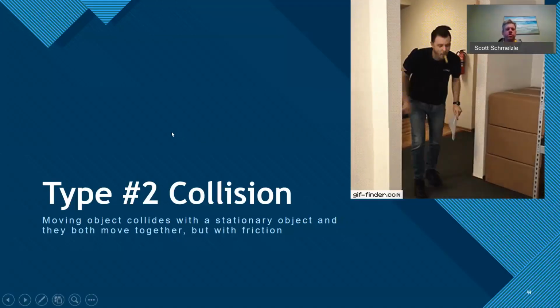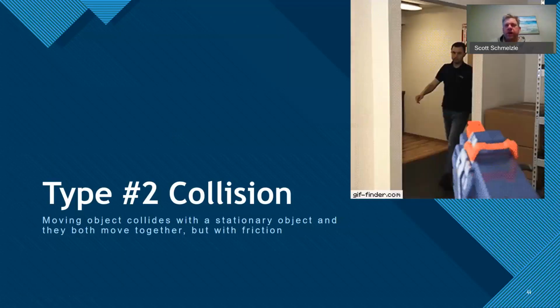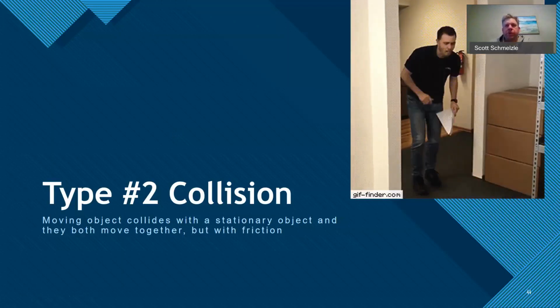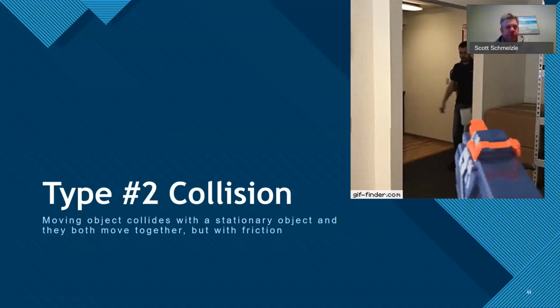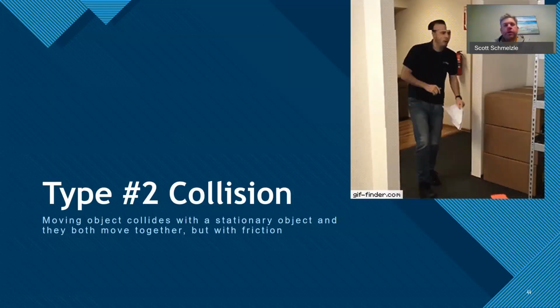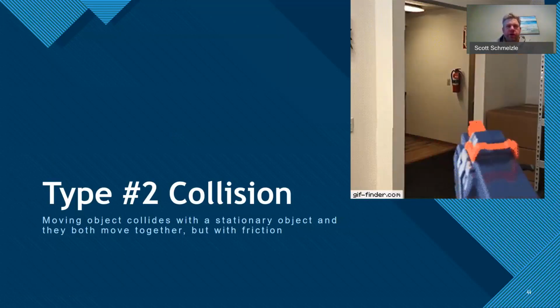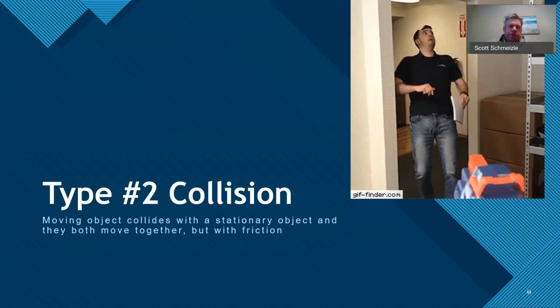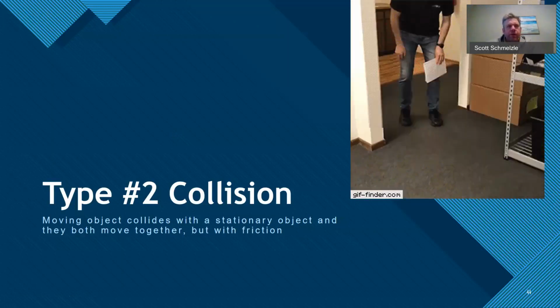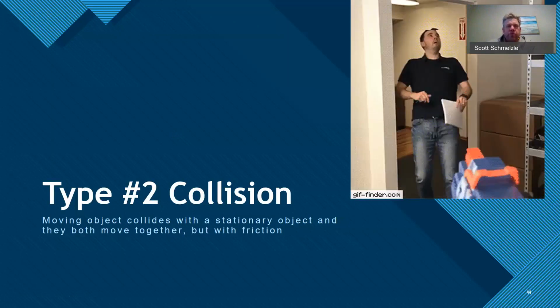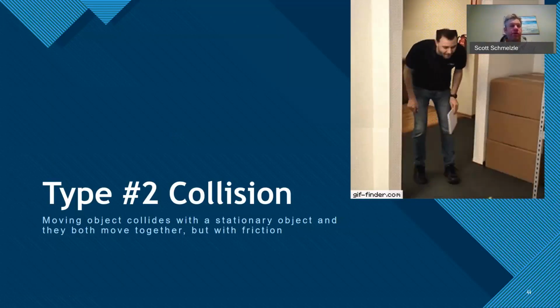Type 2 collision today. In the past, we've referred to this as the bullet and the board. So basically, the big difference between today's lecture and yesterday's lecture is that now we're going to introduce friction to the mix. We're still going to have a moving object collide with a stationary object, and then they both move off together.